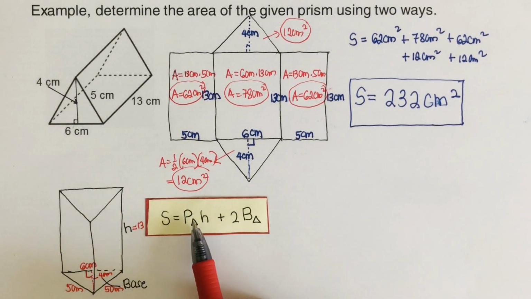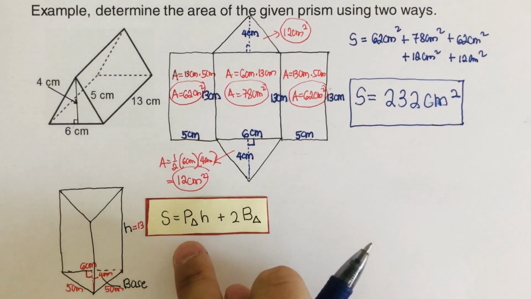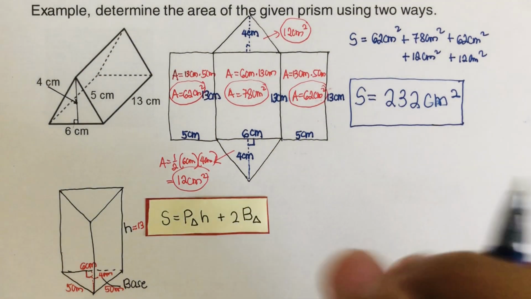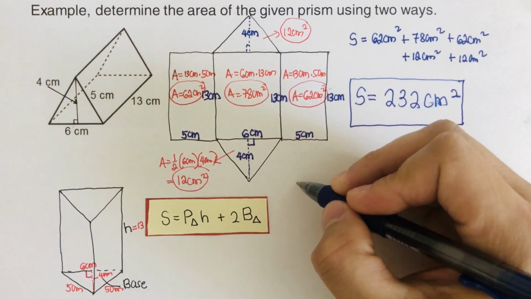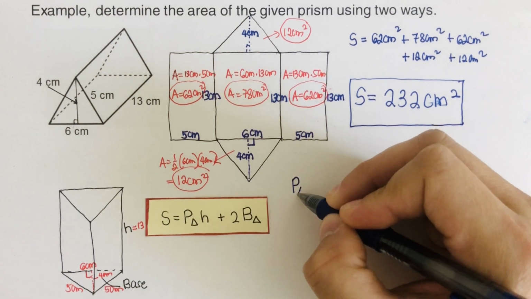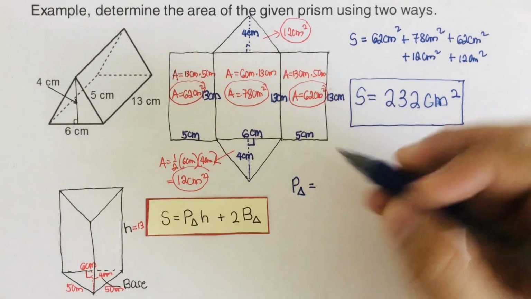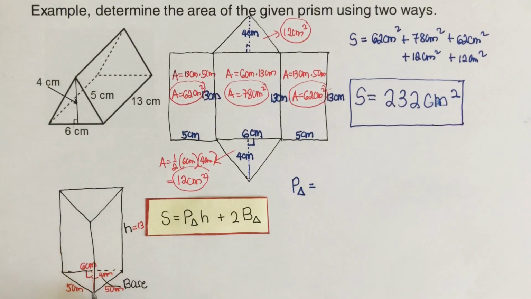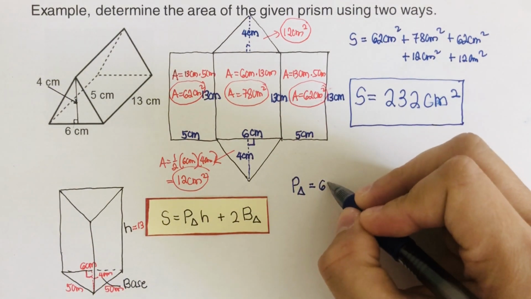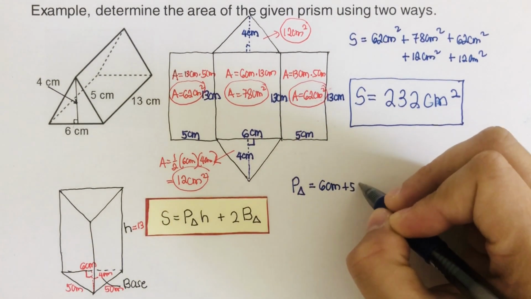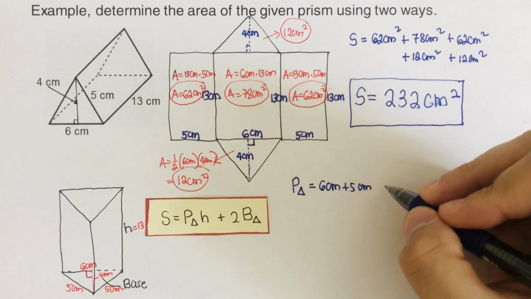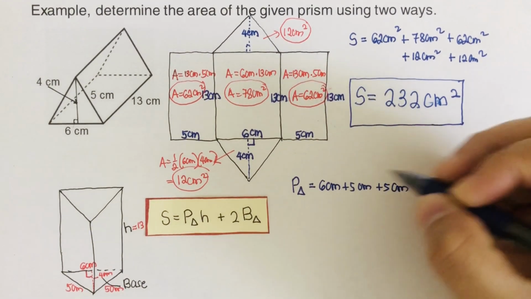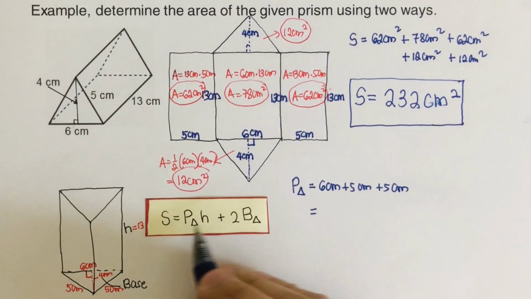Okay, so let's find the perimeter first. Before we plug in values here, let's find the values first. So we're looking for the perimeter of the triangular base. So this is perimeter of the triangular base. These are the numbers that we add. Perimeter means around the triangle. So that would be 6 centimeters plus 5 centimeters plus 5 centimeters.